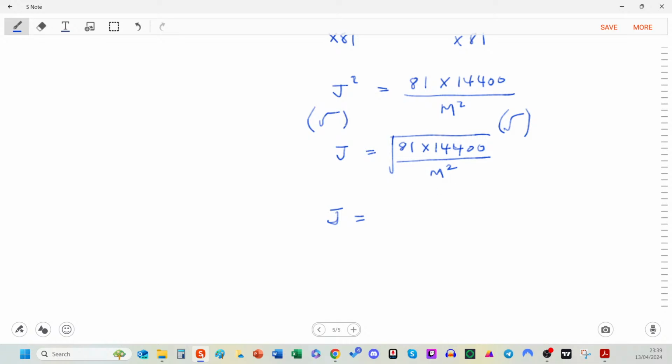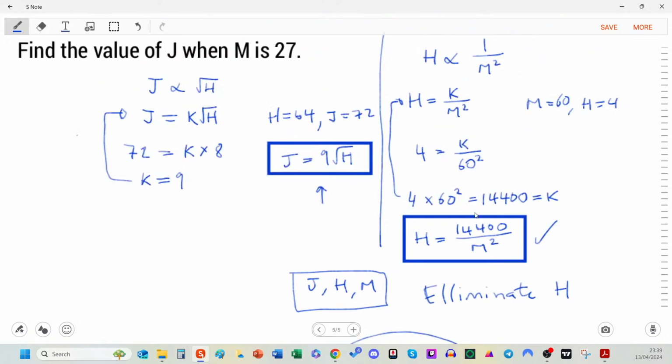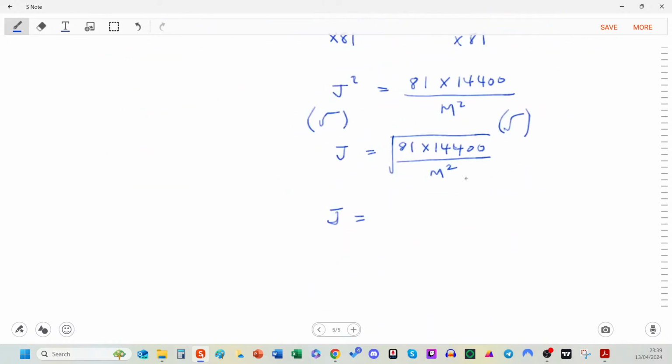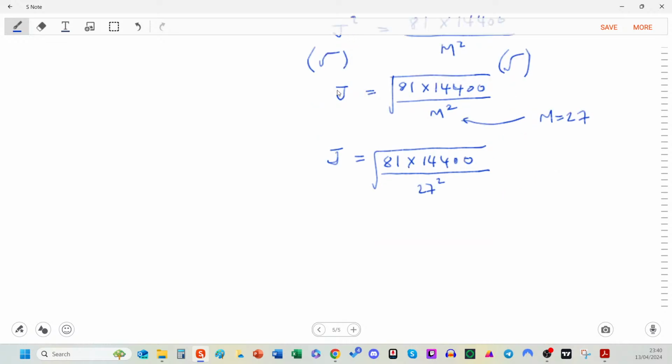The thing we're after is j, I think. Let's look at the question. Yeah, find j when m is 27. So there's our last one here. So we put that in as well. So the square root of 81 times, just like before. Don't be afraid to write the equation out again to include a new bit of information. It just makes things nice and neat. The only thing that stops you writing it again is patience. So learn to have that.